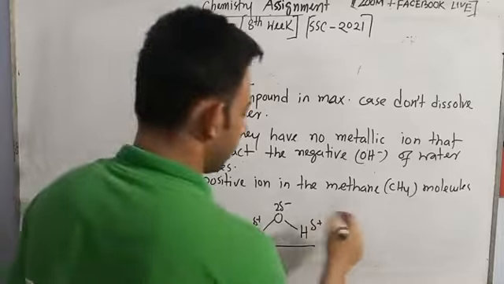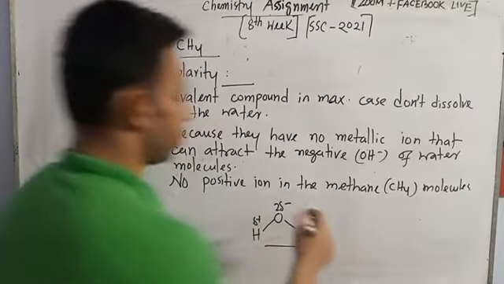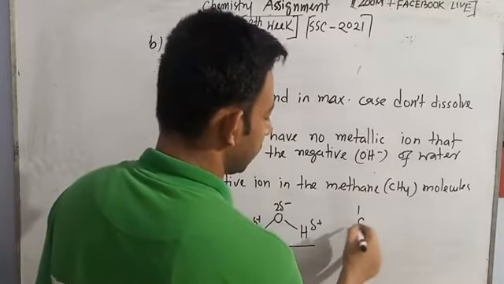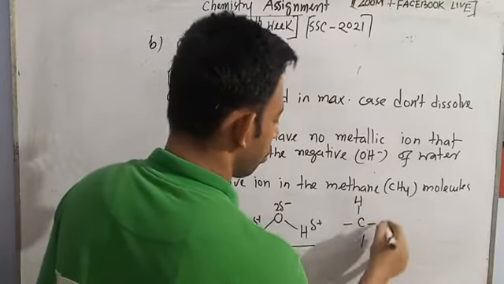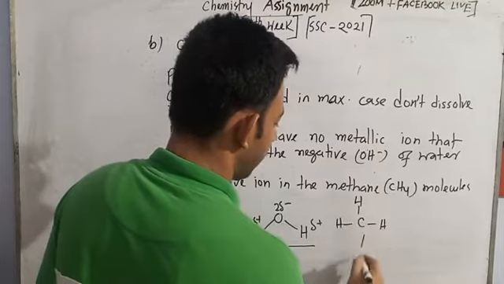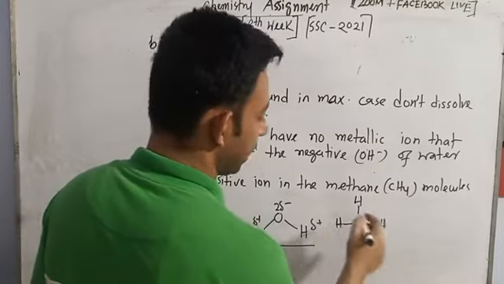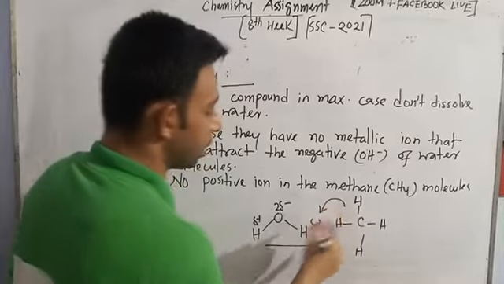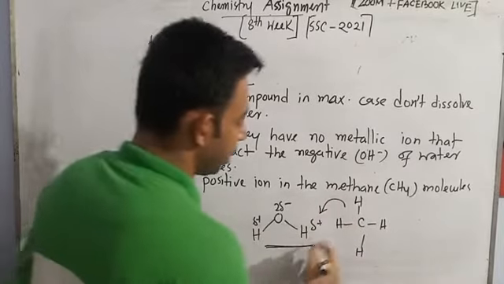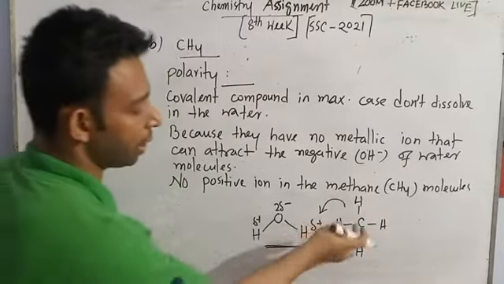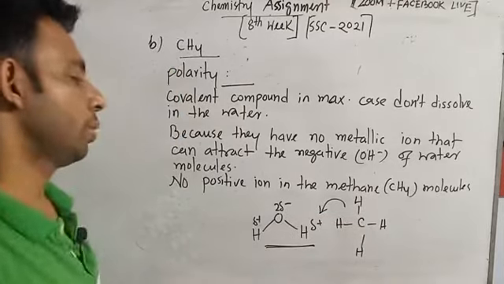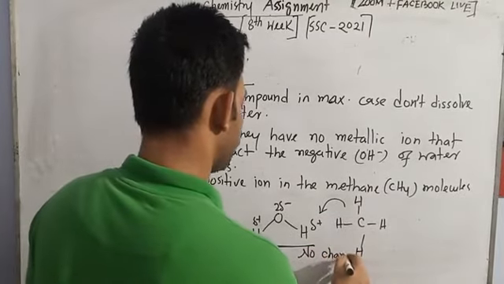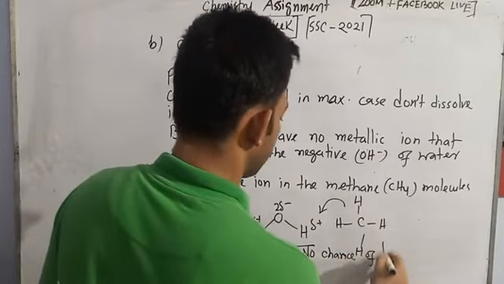So for methane, if we look here, there is no way to have any metal, there is no metal in there. If we make sure that it dissolves in there, it will not be attracted by any elements from here to there, so no chance of dissolving.